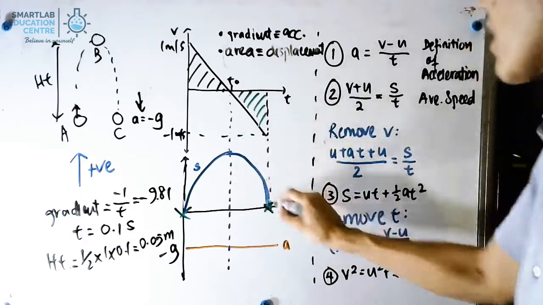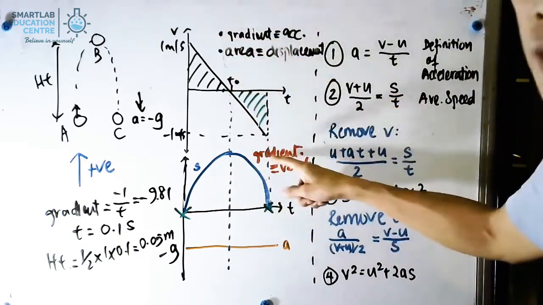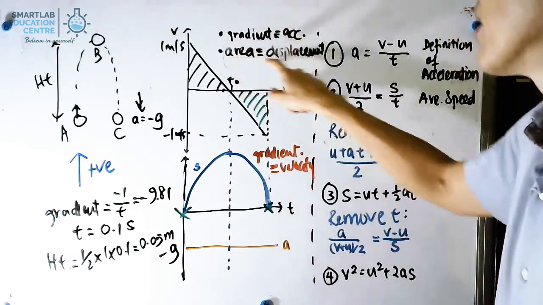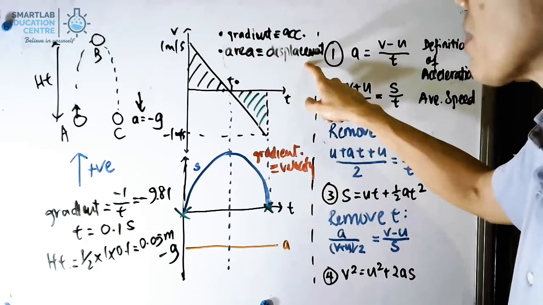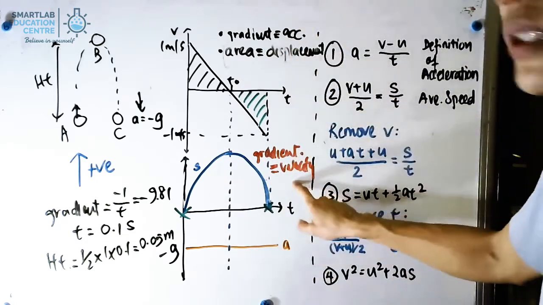And you will find that this is the ST graph. How you derive the ST graph from the VT graph is by looking at the fact that the area is equal to the displacement. And more importantly, the gradient of the ST graph is the velocity.